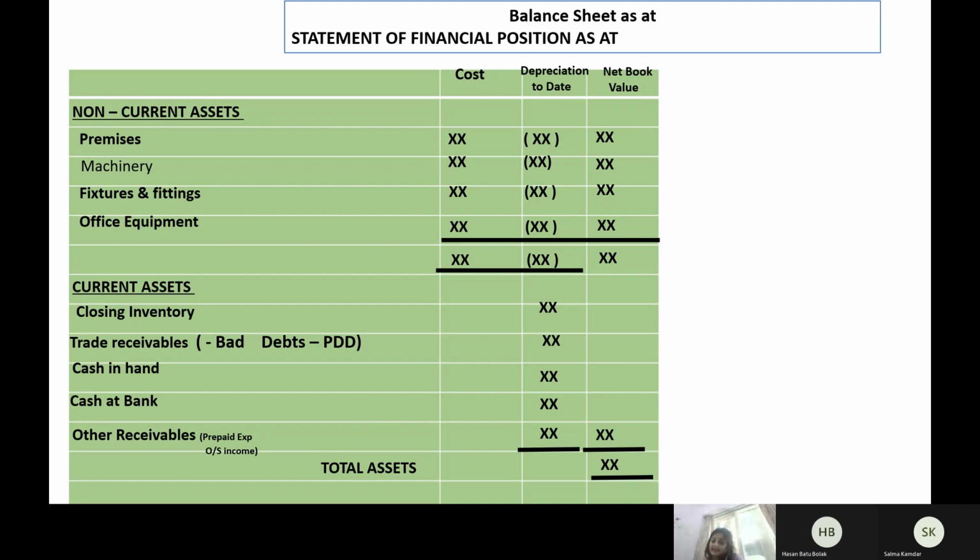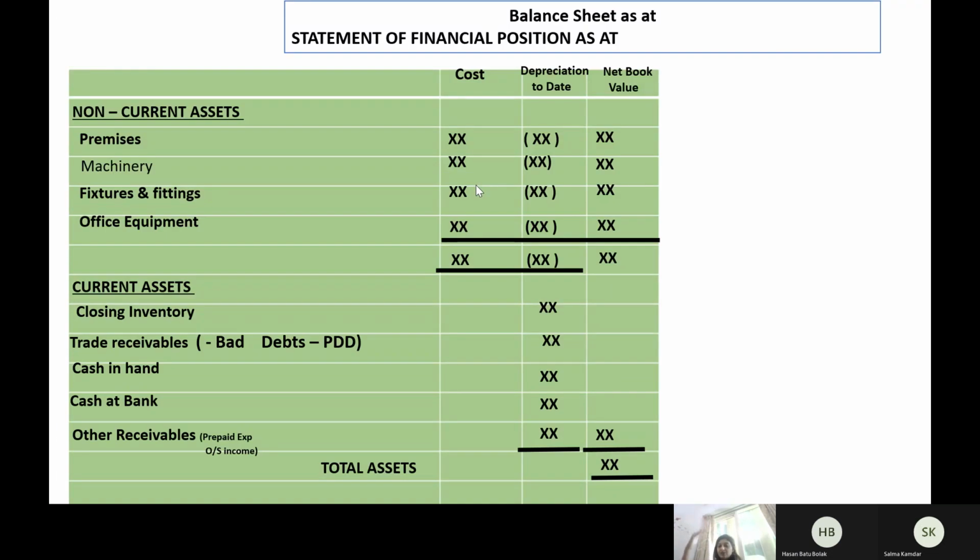After your total assets, now which section will you take? Non-current liabilities. Okay. First is capital, then is non-current liability, then is current liability. First is what? Capital. Then is non-current liability. Then after that is? You mean capital or current liability? Okay.